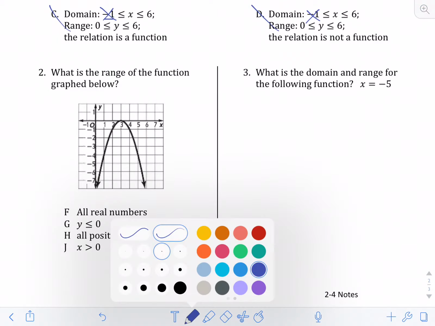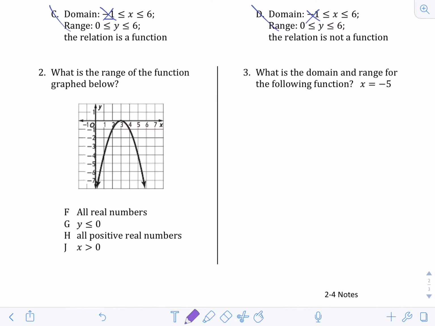What is the range of the function graph below? So range, I look at my y-axis. Here I'm starting right at 0, and all of my numbers are less than 0. It is equal to 0 because it touches it, so it'll be y is less than or equal to 0. Not all real numbers because I'm not touching the positives. Not all positive real numbers because my y values are negative. And I have nothing to do with x because x is domain.